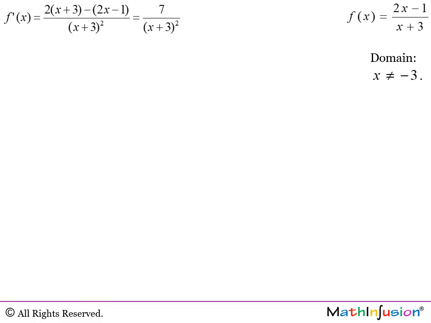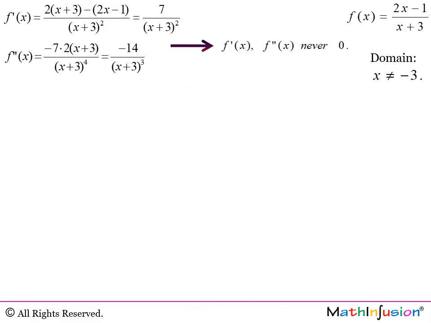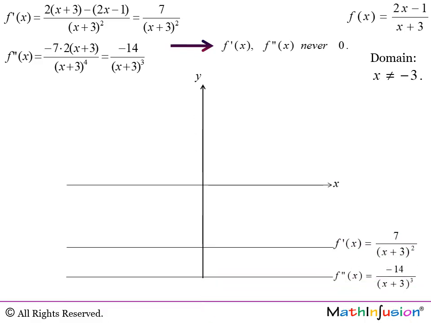Now we need to analyze the first and second derivative. Here is the first derivative, and here is the second. If you notice, the first and the second derivative are never zero. Now we are ready to do the analysis of the real line for the first and the second derivative.